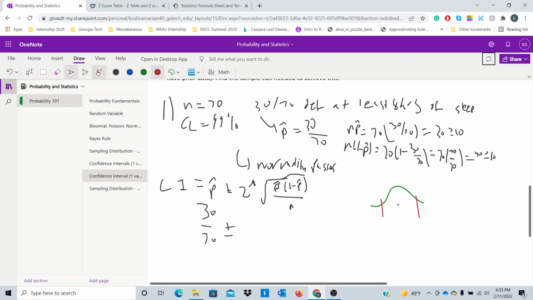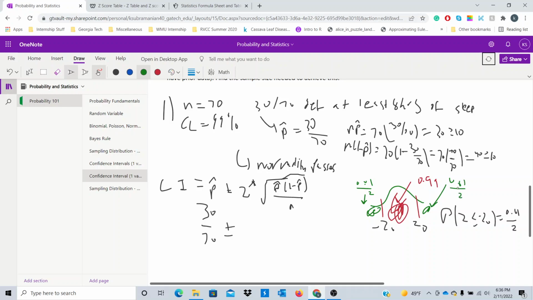We know that the area between these two vertical bars here is 0.99. So what we want to do is find the z-score, z naught, such that the probability that z is less than or equal to negative z naught equals 0.01 divided by 2. This is due to the symmetric nature of the normal distribution, right? So this area here is 0.01 divided by 2, and this area here is 0.01 divided by 2.